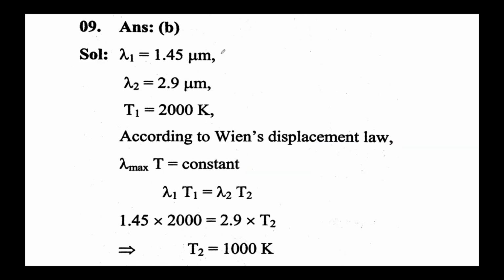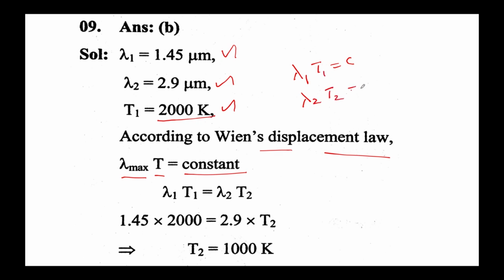These are all the given data: the first wavelength of the surface and the second wavelength, and corresponding to the first wavelength, the peak temperature value has been given. According to Wien's displacement law, lambda max into its corresponding temperature is constant. So for the first case I can write lambda 1 T1 is equal to constant, and for the second case also I can write lambda 2 into T2 is equal to constant.